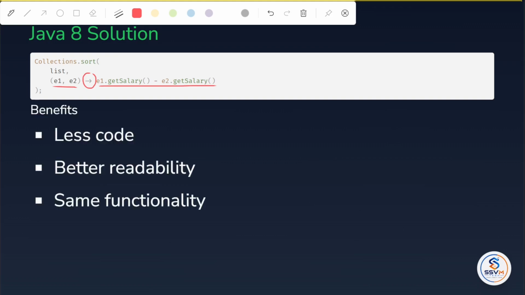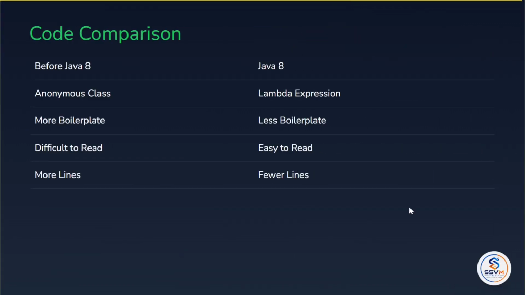The benefit of Java 8 is that it has very little code and better readability for the same functionality. If you see a side by side comparison, before Java 8 we had a lot of anonymous classes that can be replaced with Lambda expressions from Java 8. We had a lot more boilerplate code, but from Java 8 we have very little. Before Java 8 it was very difficult to read; from Java 8 it is easy to read. Before Java 8 the code had more lines, and from Java 8 we can convert that to fewer lines.